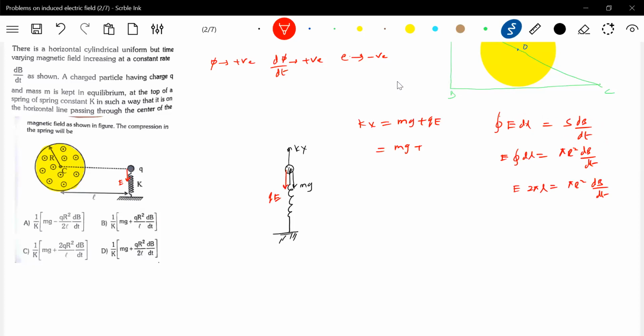You have to draw a circle like this. It'll be a circle. So here is the dl. Don't measure dl in this direction. E bar will be tangential. So this value of E, you're going to substitute here. Now pi will get cancelled. R square by 2L dB by dt.